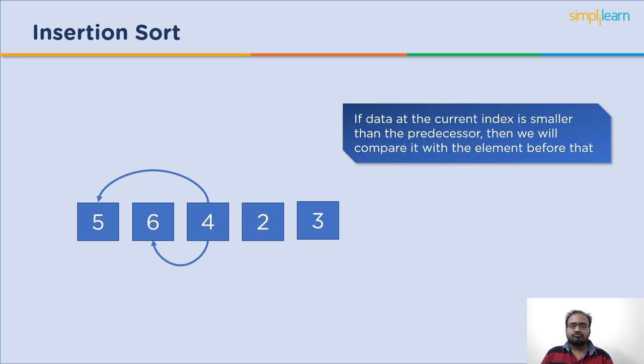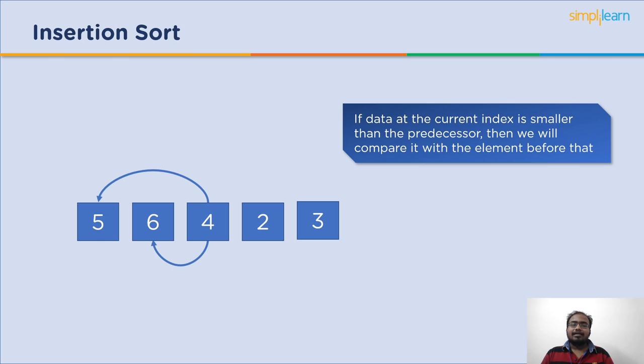Next, we moved on to the next pair. Now we have 6 and 4. Now we are checking between 6 and 4. Now 4 is smaller than 6, so we will obviously switch them. But let's just check for the element before that as well.